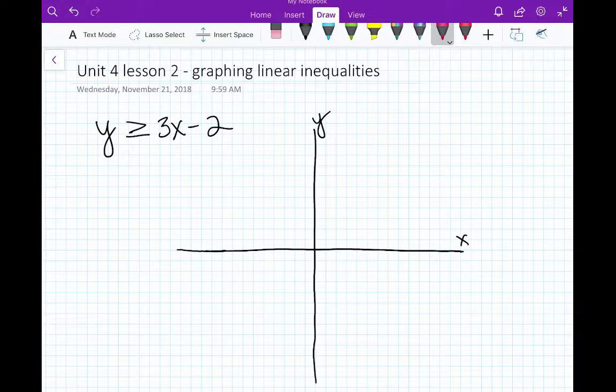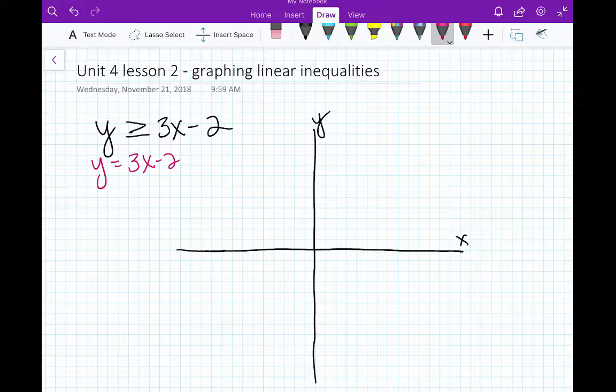In this video, we're going to look at graphing linear inequalities. An example of a linear inequality is y is greater than or equal to 3x minus 2. In order to graph this, we're actually going to graph the equation first, the line y equals 3x minus 2. My slope is 3, or 3 over 1, and my y-intercept is negative 2.